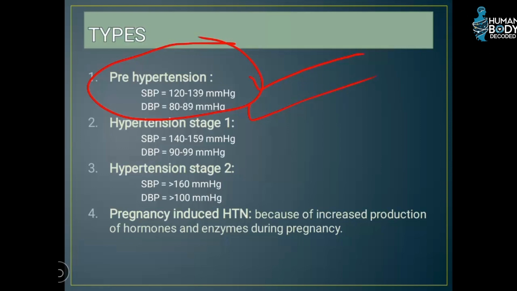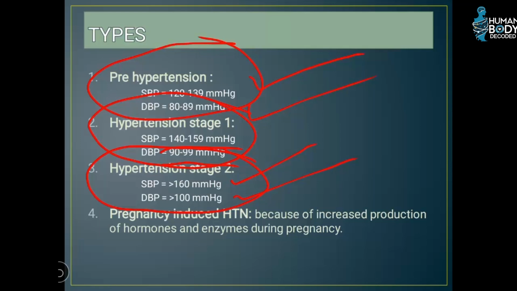If a person's systolic blood pressure is 140 to 159 and the diastolic blood pressure is 90 to 99, then we say that this person is a patient of hypertension stage 1. If someone's systolic blood pressure goes above 160 and the diastolic blood pressure goes above 100, then we say that this person is a patient of hypertension stage 2.